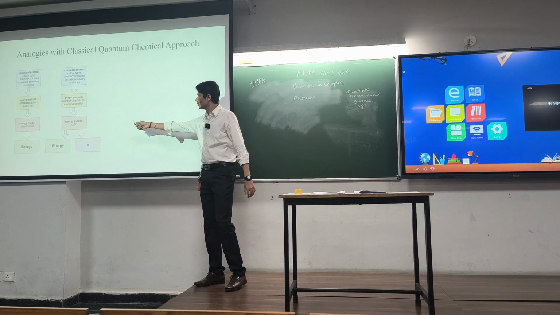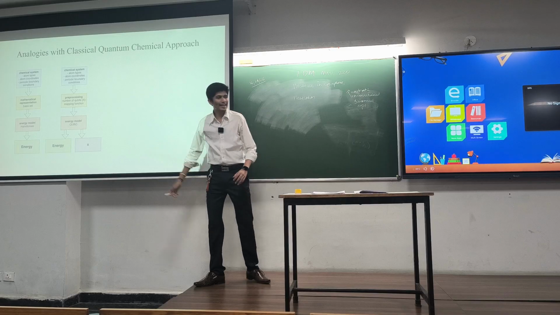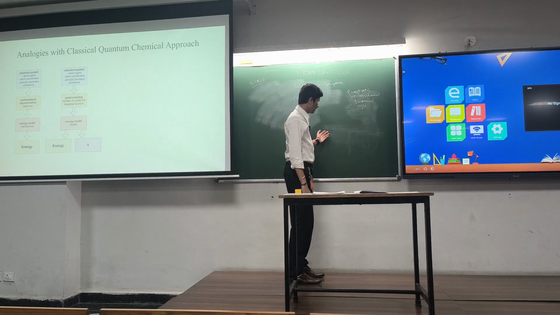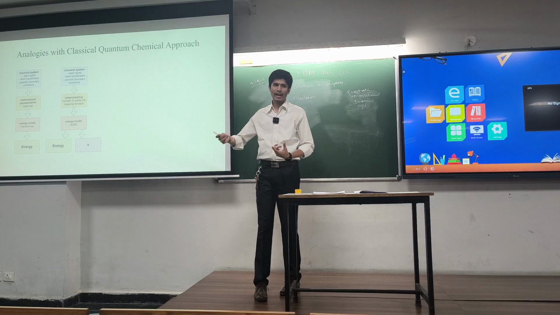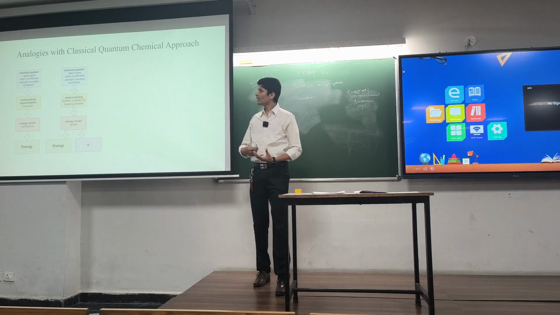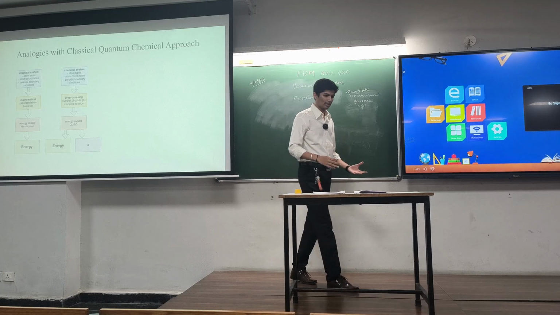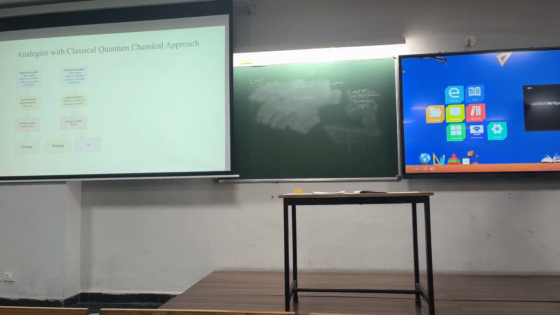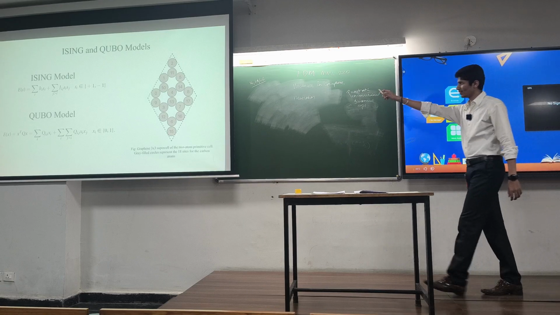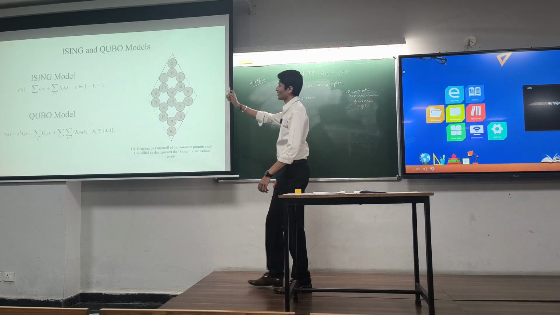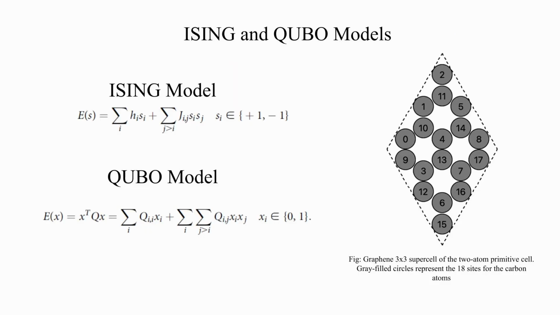And once you know your optimization principle, you are again boiling down to the Hamiltonian. And once you know the total energy of a state, you can again find the eigenvalues and eigenvectors, and then you can simulate your particular model. So with this, let us now see these 2 models, the Ising model and quadratic unconstrained binary optimization.